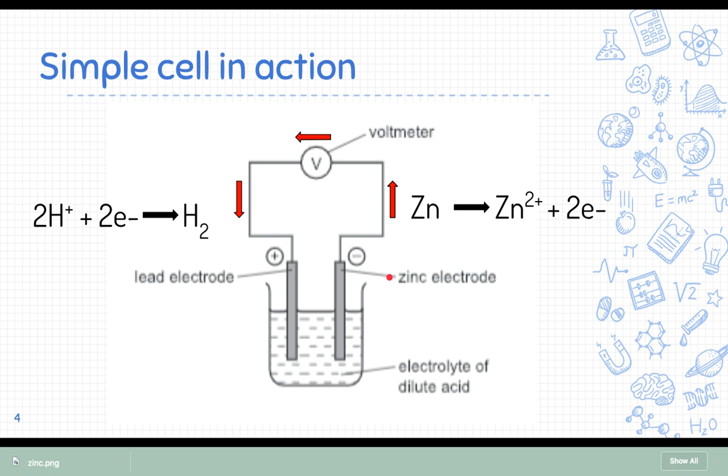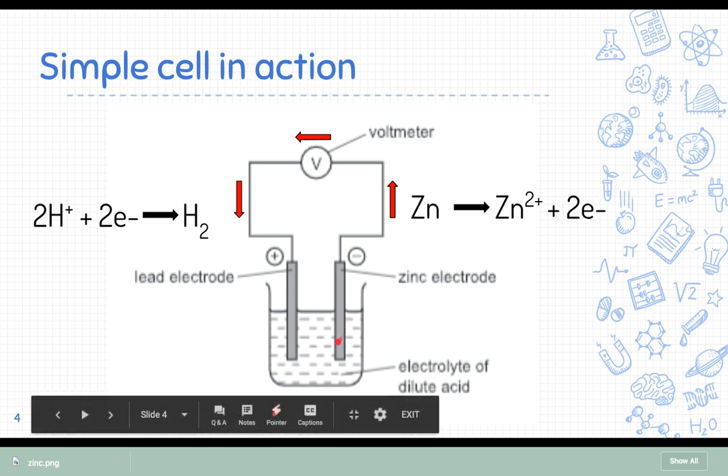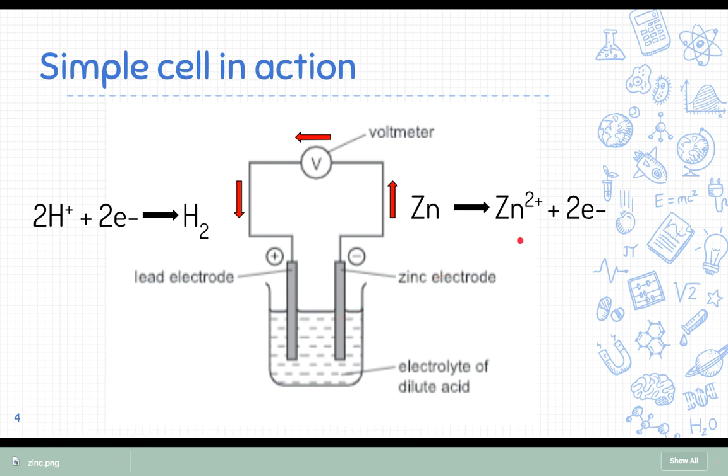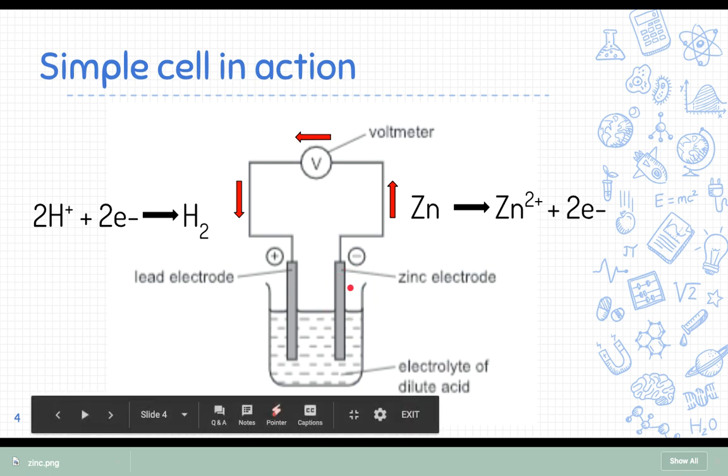So the zinc, which exists as zinc metal, starts to give up its electrons. It gives out 2 electrons here, and it forms Zn2+ ions. The Zn2+ ions will go into solution. So over time, this zinc electrode is just going to dissolve away because the 2 electrons will start flowing around the circuit, and the zinc ions will dissolve in the solution into the acid. So you'd have to keep replacing this zinc electrode.